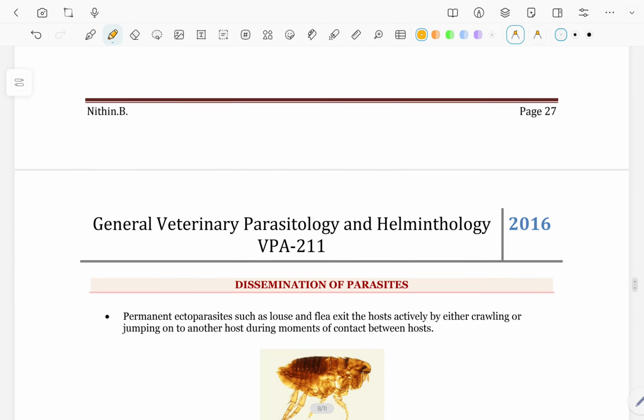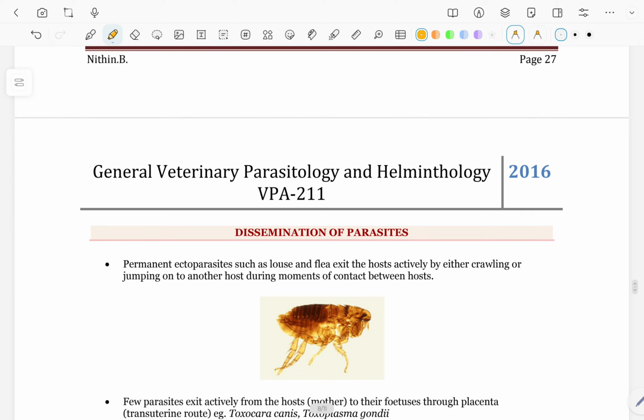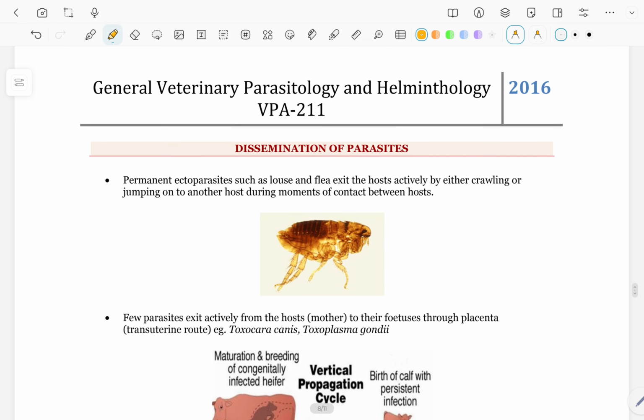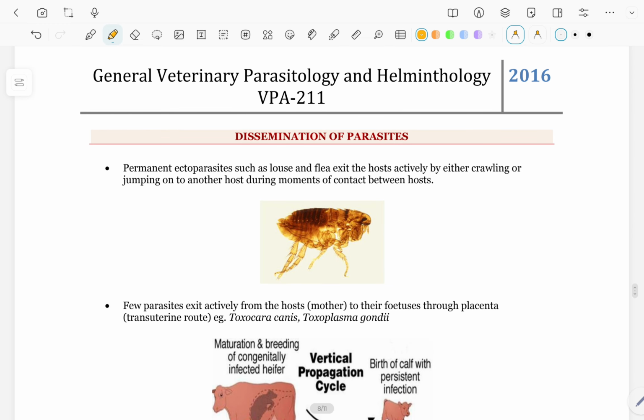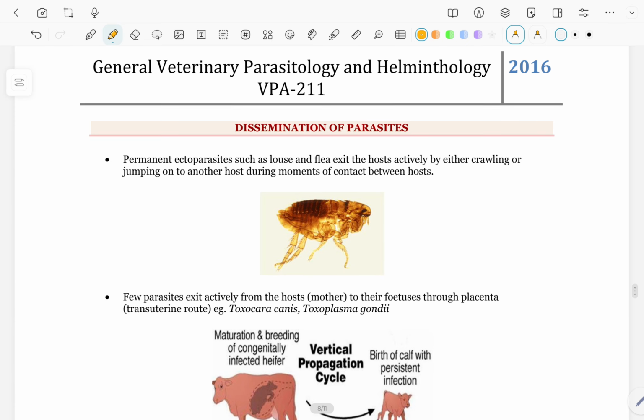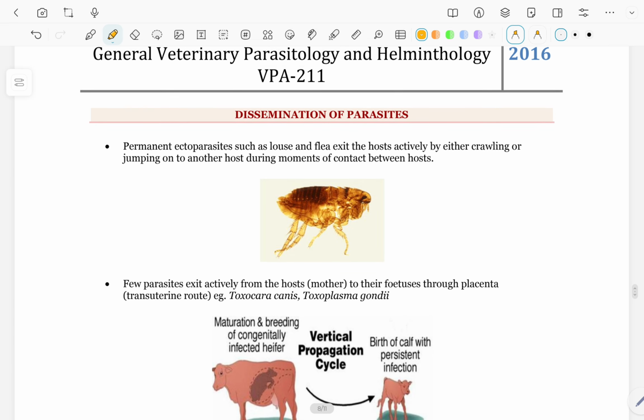Dissemination of parasite. Permanent ectoparasites such as lice and fleas exit the host actively by either crawling or jumping onto another host during moment of contact between hosts.